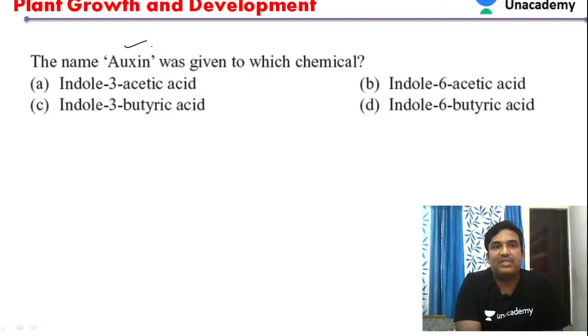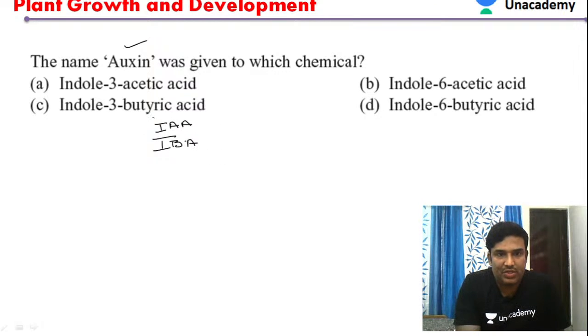Next question. The name auxin was given to which chemical? Yes, very good, Rajita, you are right. The name auxin was given to indole butyric acid, the shortcut being IBA. So we mean indole acetic acid as well as indole butyric acid. The name auxin was actually given to which chemical?